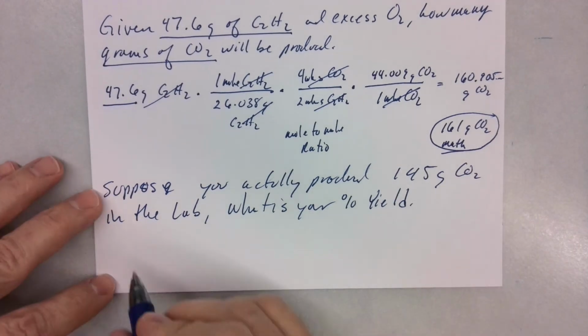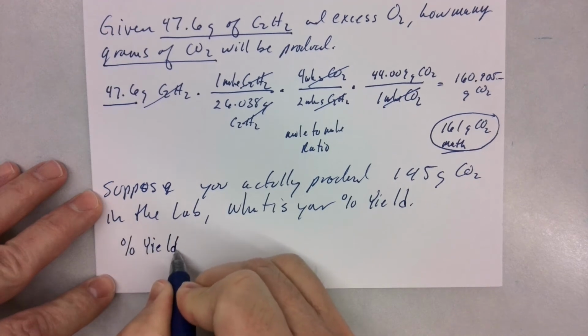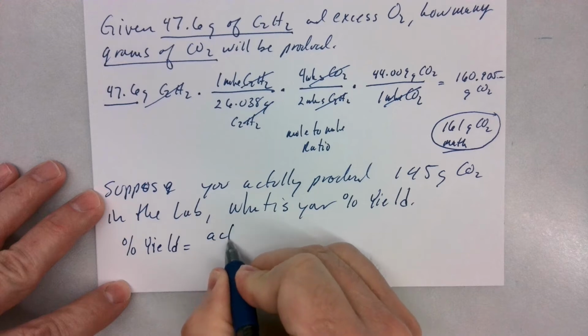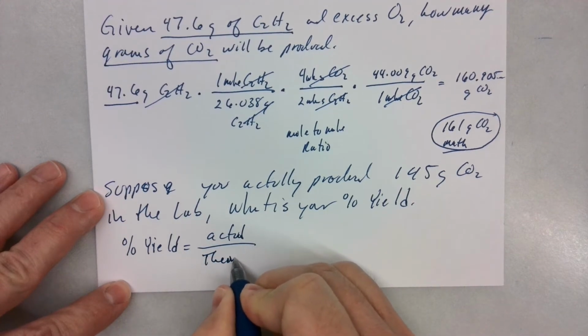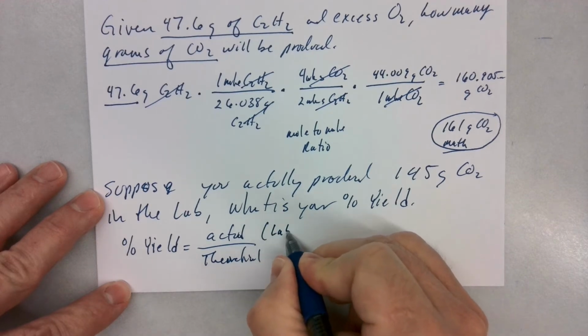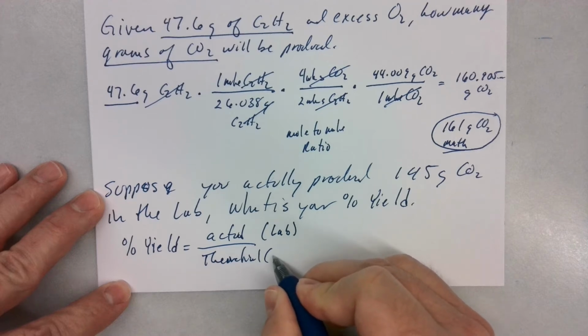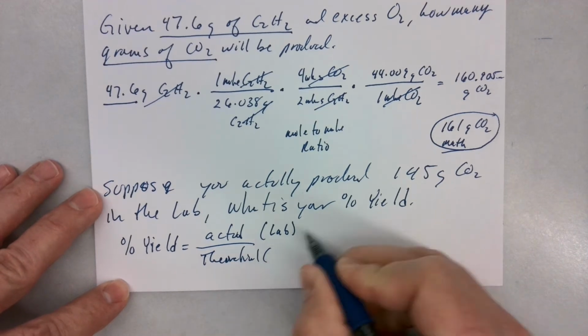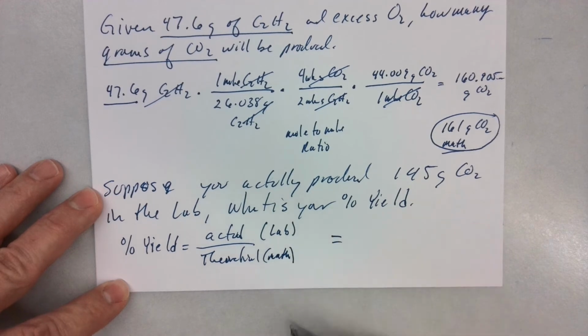Okay? So, percent yield is easy. Percent yield is actual divided by theoretical. Okay? Actual comes from the lab. Theoretical comes from the math. Okay? So, what are we going to write here?